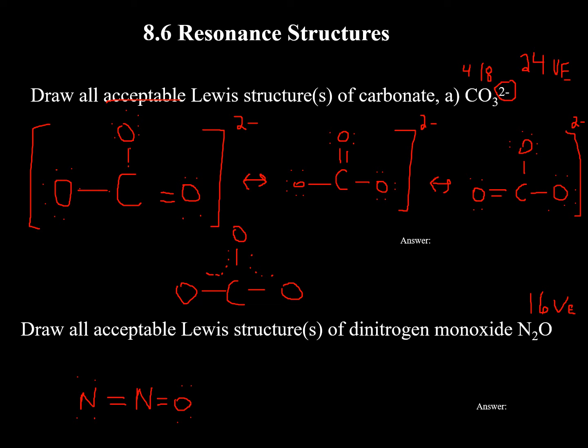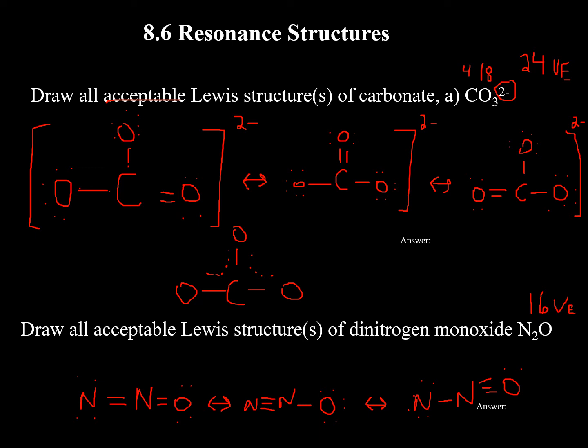Can we draw other structures? Yes, just like carbon dioxide, we can draw a resonance structure where we have a triple bond on the left and a single bond on the right. You can draw another resonance structure where we have the triple bond on the right. 1, 2, 1, 2, 3, 4, 5, 6, 7, 8, and 9, 10, 11, 12, 13, 14, and on the oxygen, the lone pair, 15, 16.